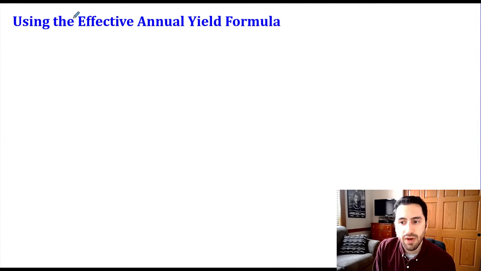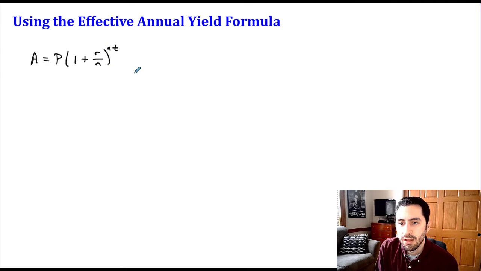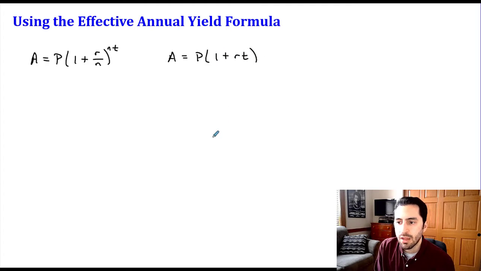So remember, the way that we found effective annual yield is we found the future value of an investment compounded a certain number of times a year. So the formula for compound interest, principal times 1 plus r over n to the nt power. And then what we did is, after we found that future value, we compared that to the simple interest formula. So the simple interest formula is the future value is equal to the principal times 1 plus r times t. So now I want to combine these together and just talk about how we get our effective annual yield formula.